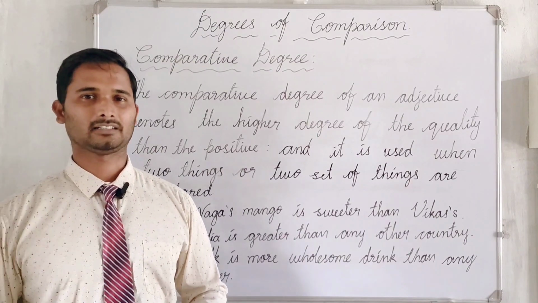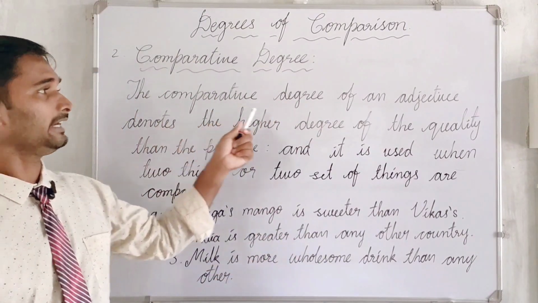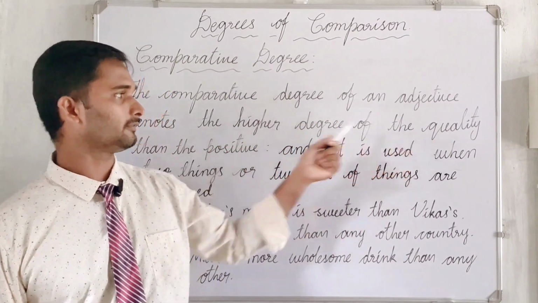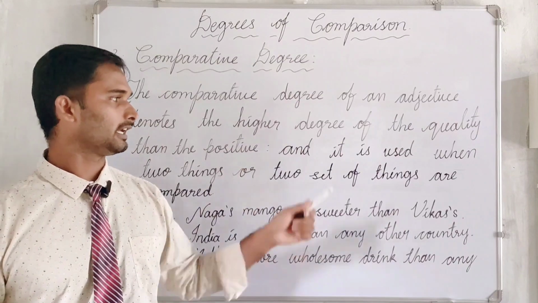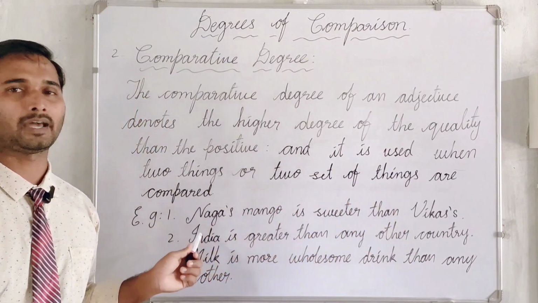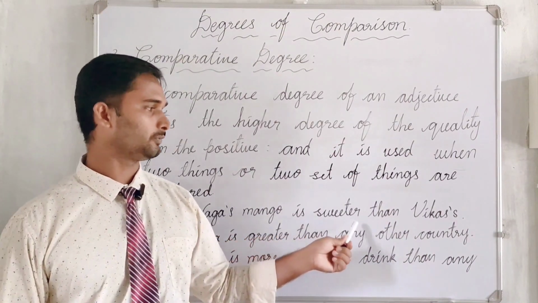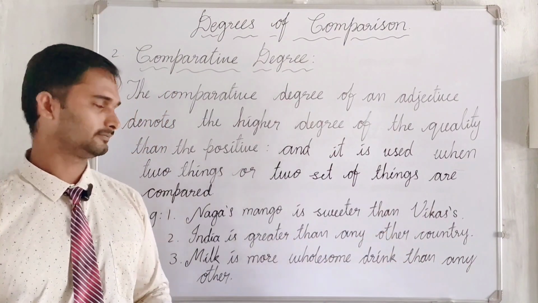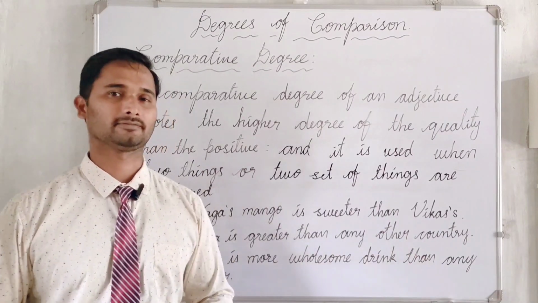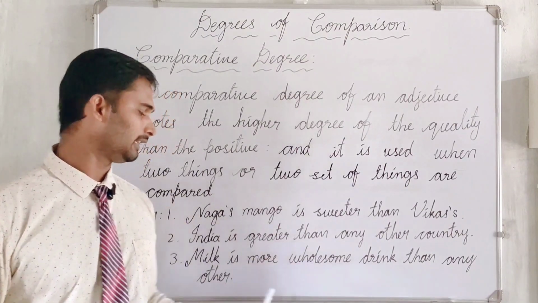Degrees of comparison. Let us learn now the comparative degree. The comparative degree of an adjective denotes a higher degree of the quality than the positive, and it is used when two things or two sets of things are compared. Here are some examples: Naveen's mango is sweeter than Vikas's. India is greater than any other country. Milk is a more wholesome drink than any other.